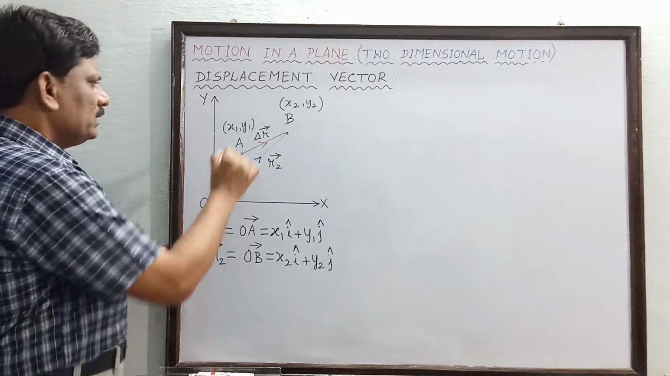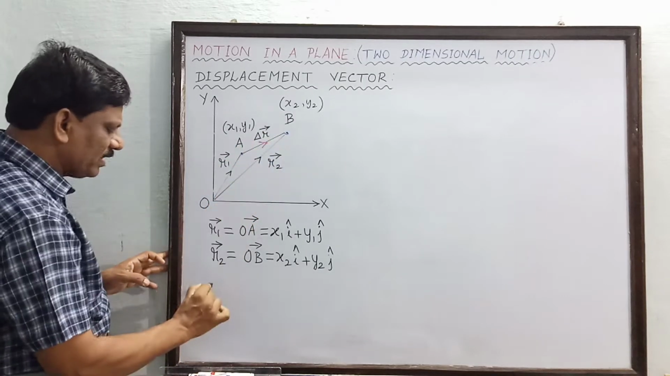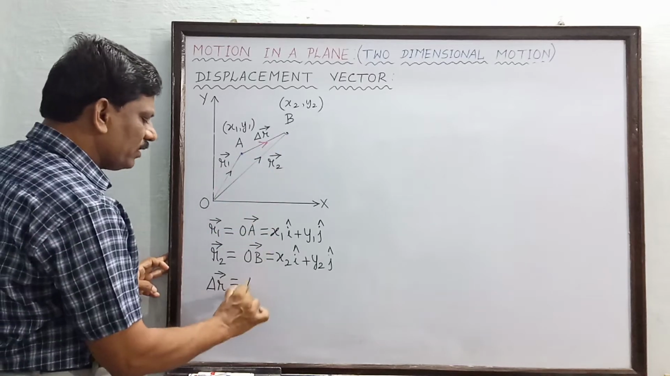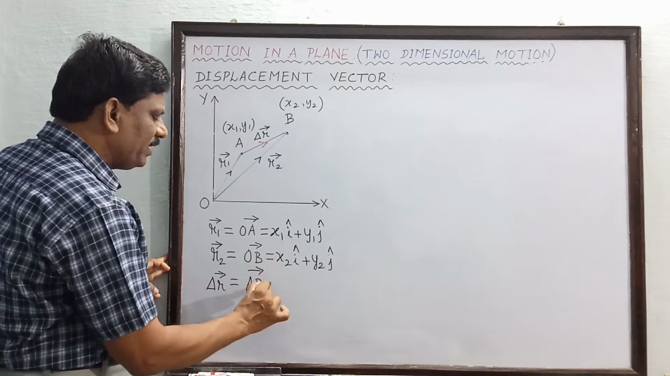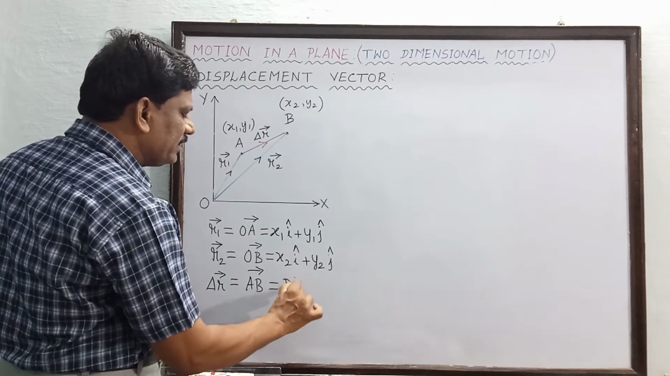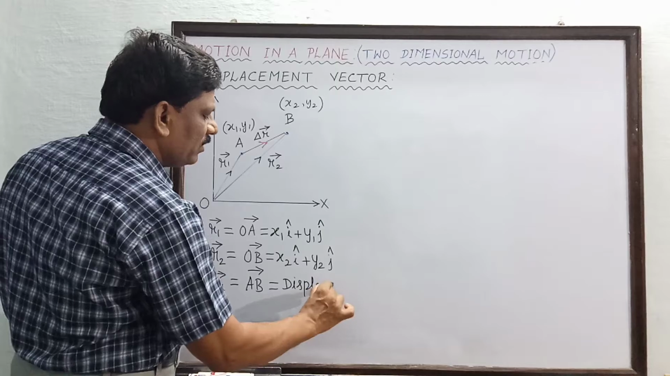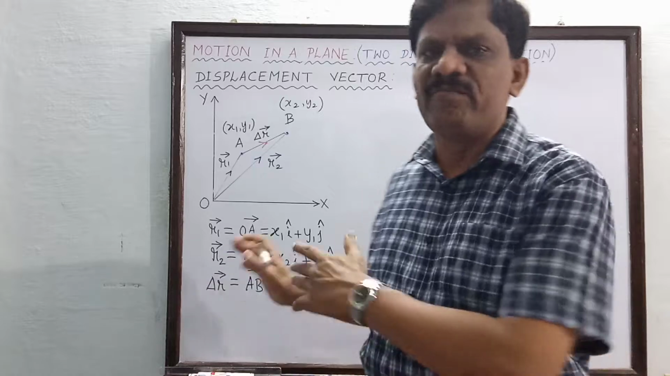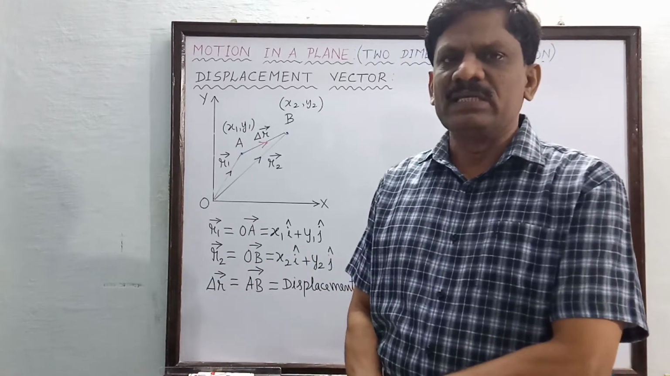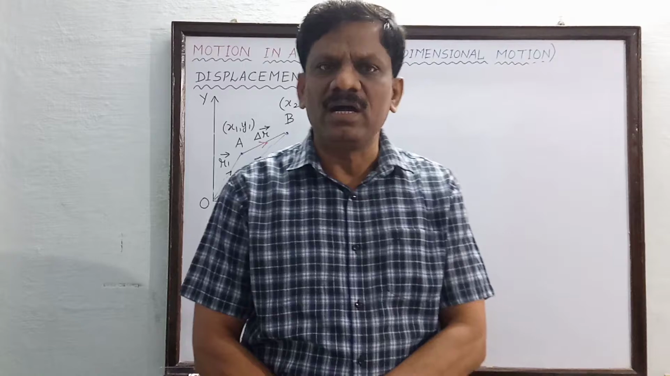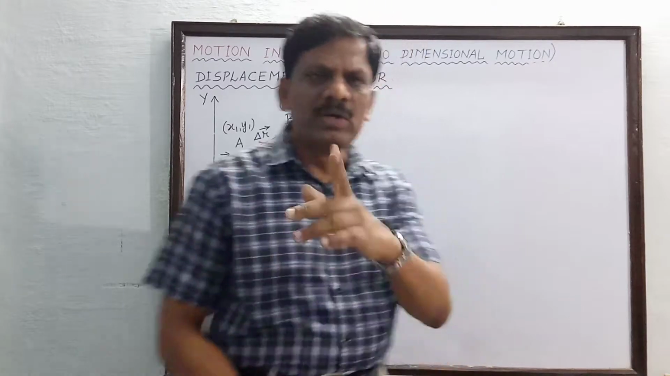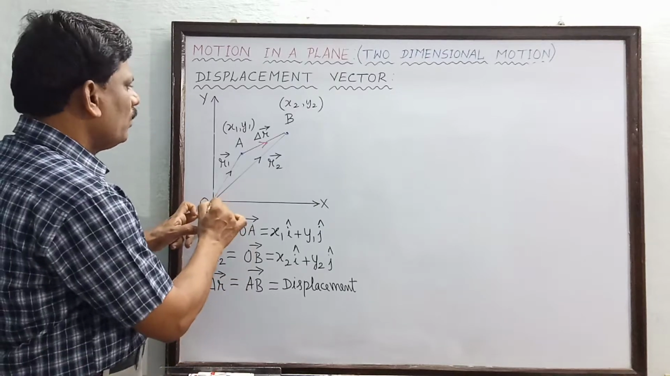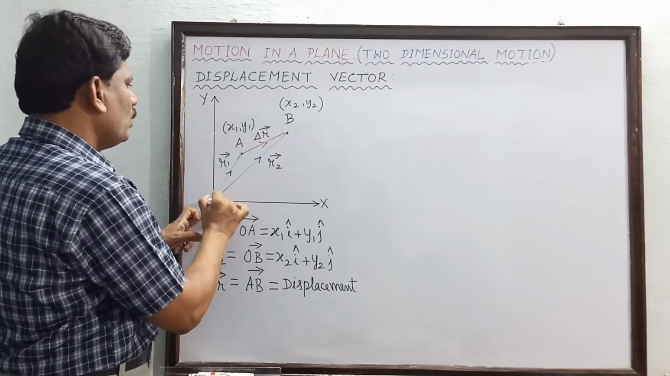And now this AB vector, which is denoted by delta R vector, is also equal to AB vector. This AB vector only is called the displacement vector. We have to get an expression only for this delta R. We have already studied the triangle law of vector addition, is it not? Look at the picture once again. You look at the triangle OAB.